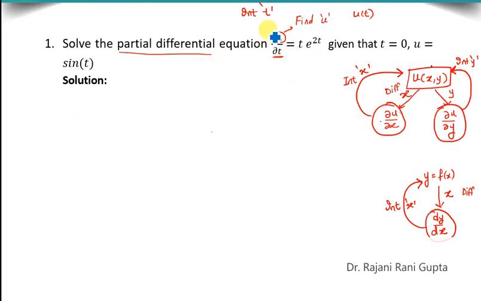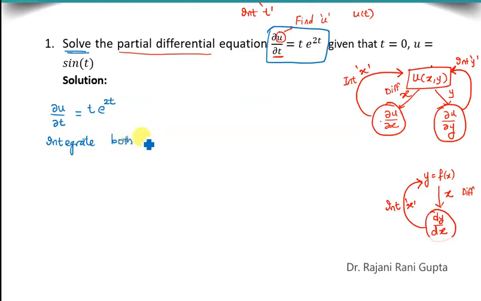So to start solving, let's start with the given partial differential equation. It is the partial derivative of u with respect to t, which is t e power 2t. We want to solve it, which means we need to find the value of u. Since we have the derivative of u with respect to t, we should integrate both sides with respect to t.